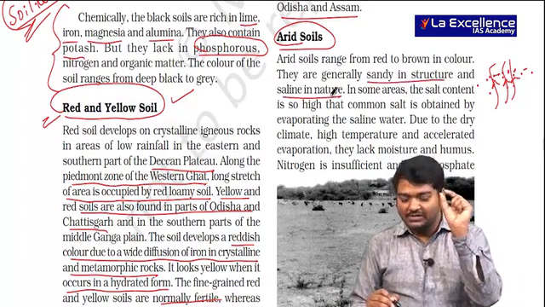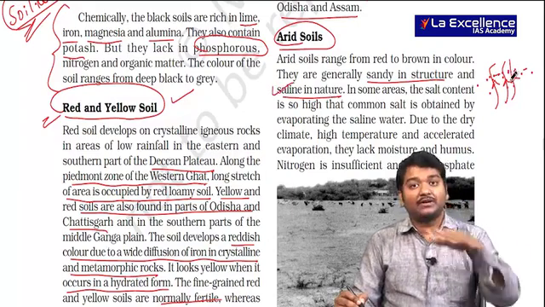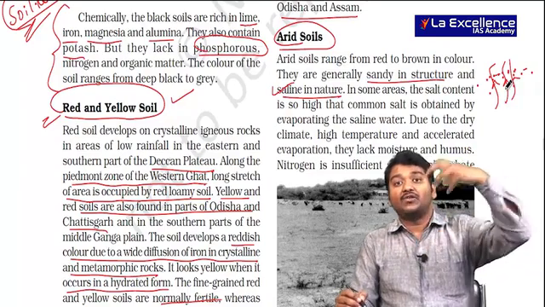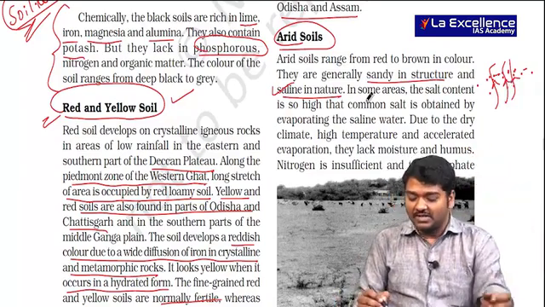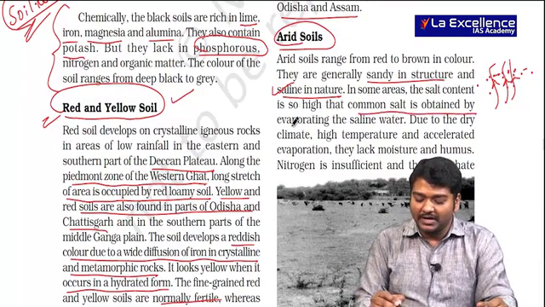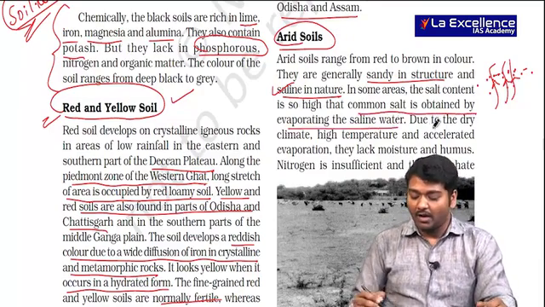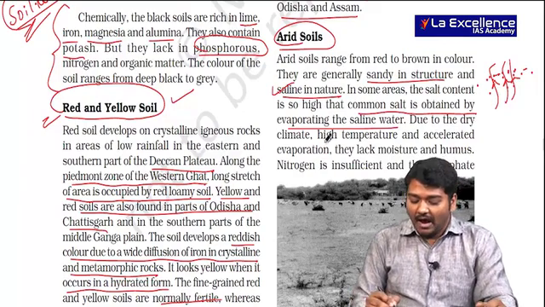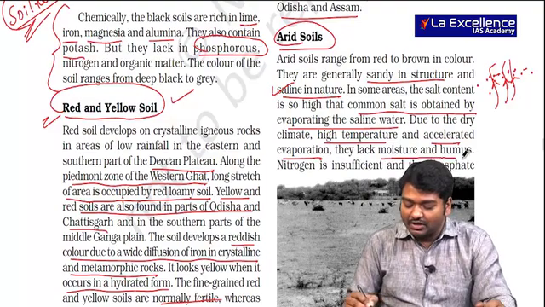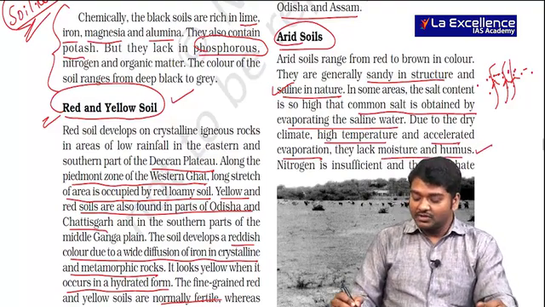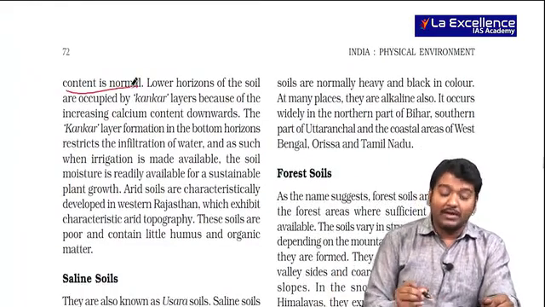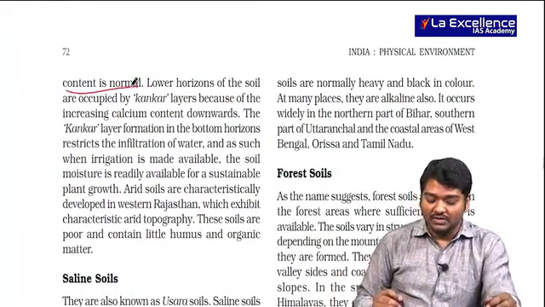Sandy, particle size is more. Saline in nature because salt is usually getting accumulated once evaporation of water takes place. In some areas, the salt content is so high that common salt is obtained by evaporating the saline water. Due to the dry climate, high temperature and accelerated evaporation, they lack moisture and humus. Nitrogen is insufficient and the phosphate content is normal.